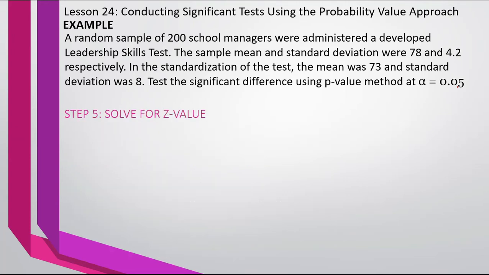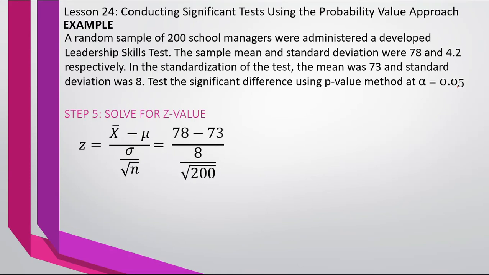We will proceed to solving the Z value, which is equals to, again, x bar minus mean over standard deviation divided by square root of n. So, substitute lang natin lahat ng values. Ayan. So, saan galing tong 8? Ayun yung 8. 73, ayun. 78, ayun. Okay.